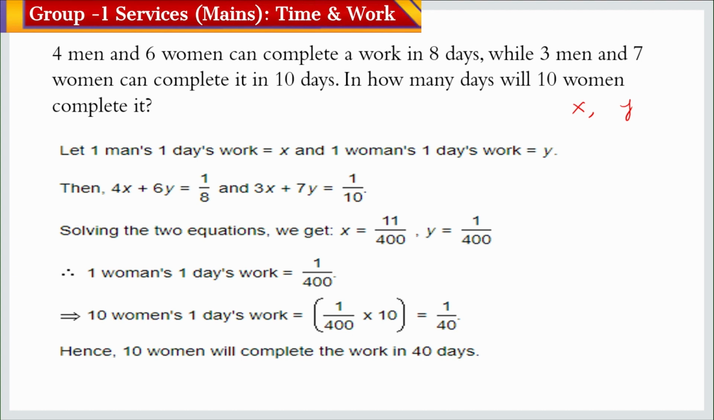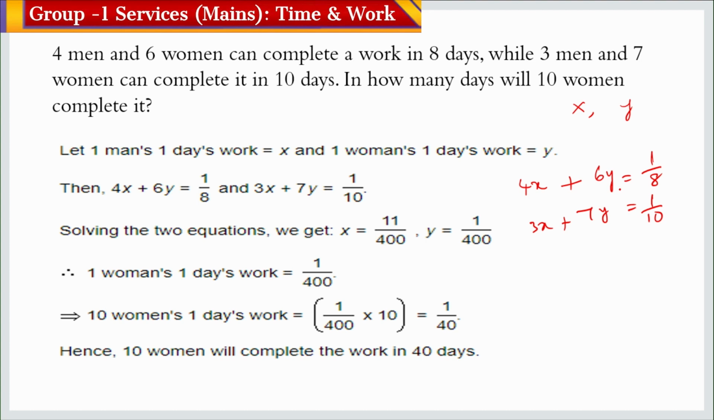So there are 4 men. 4 men can do the work in 1 day is 4x. 6 women can do the work in 1 day is 6y. Means the total 4x plus 6y can do the work in 8 days, means 1 by 8. Similarly, 3 men 3x, 7 women 7y equals how much? 10 days, means 1 by 10. So you have to simplify this one.